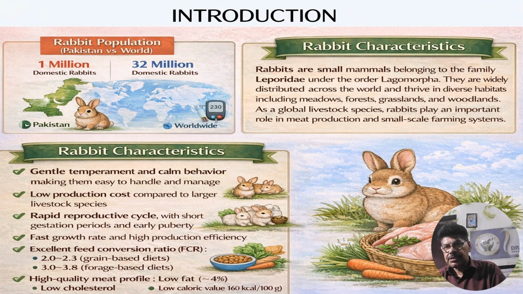These rabbits have a rapid reproductive life cycle, with short gestation periods and early puberty. They have a fast growth rate, high production efficiency, and an excellent feed conversion ratio (FCR) of 2 to 2.3 on grain-based diets, whereas it is 3 to 3.8 on forage-based diets. They have a high quality meat profile: low fat at 4%, low cholesterol, and low caloric value of 160 kilocalories per 100 grams.